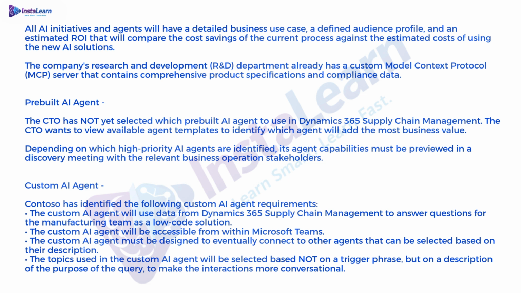Pre-built AI agent. The CTO has not yet selected which pre-built AI agent to use in Dynamics 365 Supply Chain Management. The CTO wants to view available agent templates to identify which agent will add the most business value. Depending on which high-priority AI agents are identified, its agent capabilities must be previewed in a discovery meeting with the relevant business operation stakeholders.